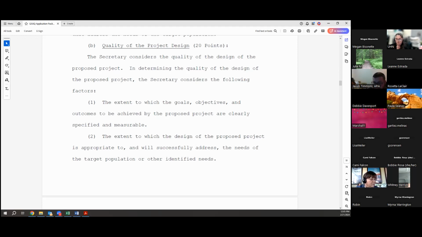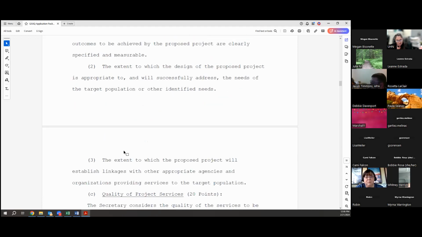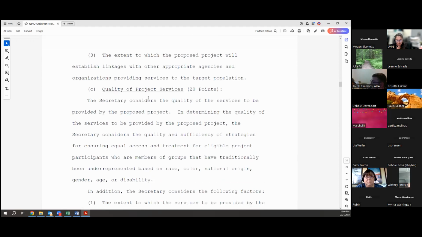And so again, the number one there, the extent to which goals, objectives, and outcomes to be achieved by the proposed project are clearly specified and measurable. That's making sure your goals and objectives are SMART. Number two, the extent to which the design of the proposed project is appropriate and will successfully address the needs. So again, going back and connecting to the needs of the target population or other identified needs. And then number three, the extent to which the proposed project will establish linkages with other appropriate agencies and organizations.